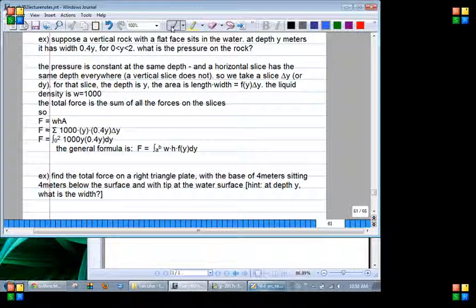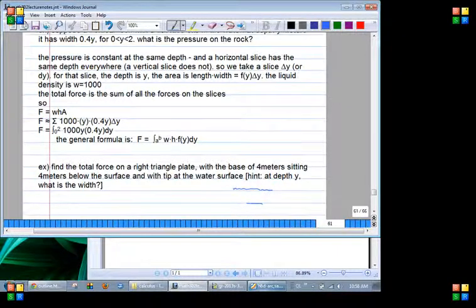So I don't know about you, but I can't figure anything out unless I draw a picture. So here's the surface of the water. What does the plate look like? Right triangle. It's got a base that's 4 meters long, and the base is 4 meters below the surface, and then that's the tip. So like this. Okay. So there's the plate.